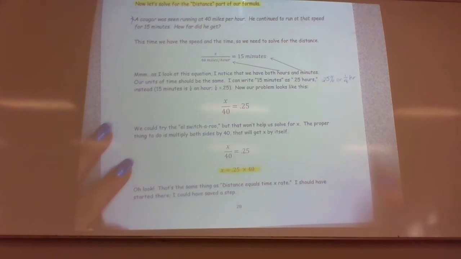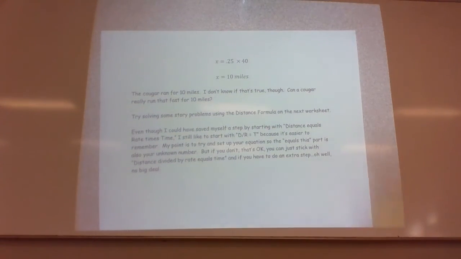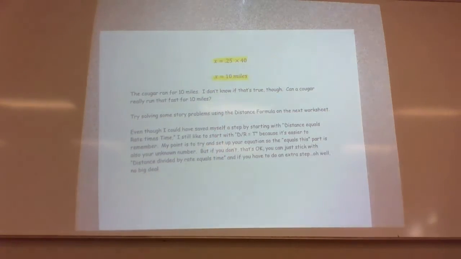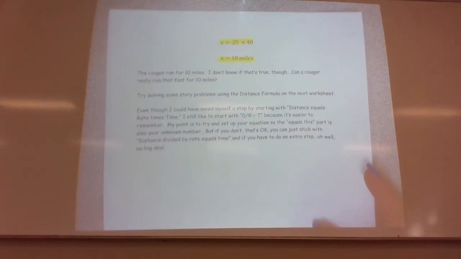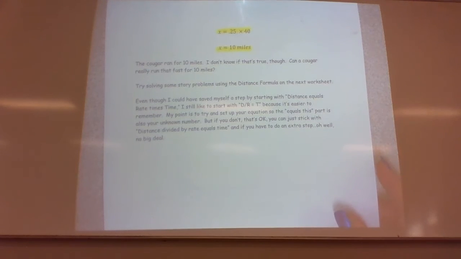Okay? And going on to page 21. When I multiply 0.25 times 40, I get a distance of 10 miles, right? So the cougar ran for 10 miles. Again, if you have any questions or if you need to pause the video, you are in control, my friends.